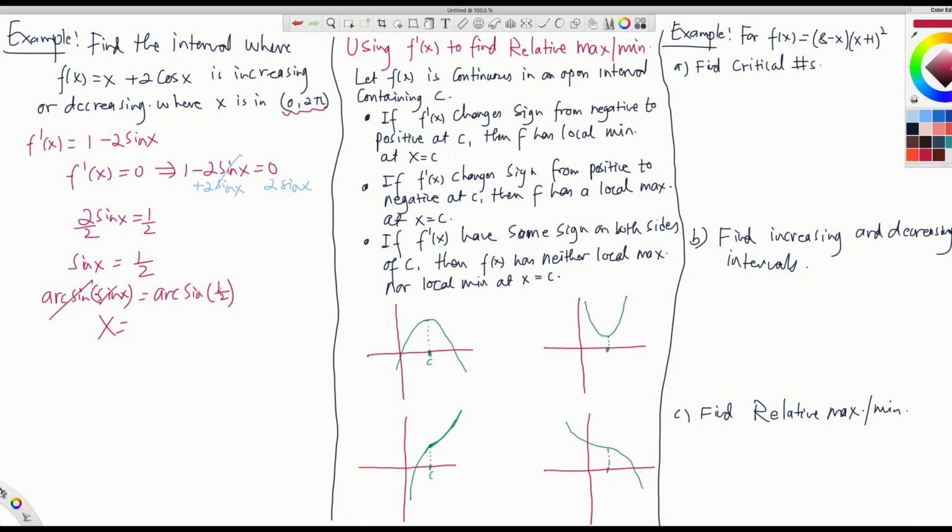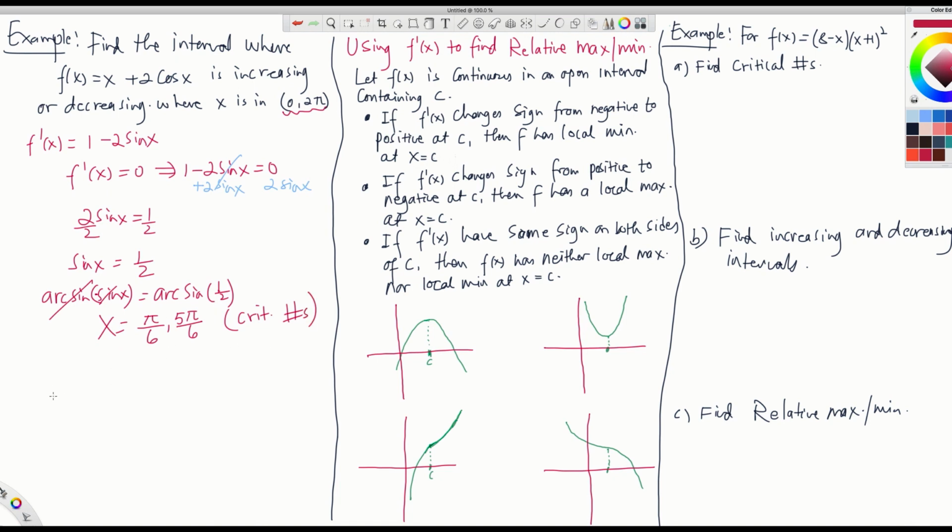Sine is positive in the first and second quadrant, so you will have to look for the value in the first and second quadrant only. You will get pi over 6. That's one value. And then the other value will be pi minus pi over 6, which is 5 pi over 6. So these are the critical numbers.